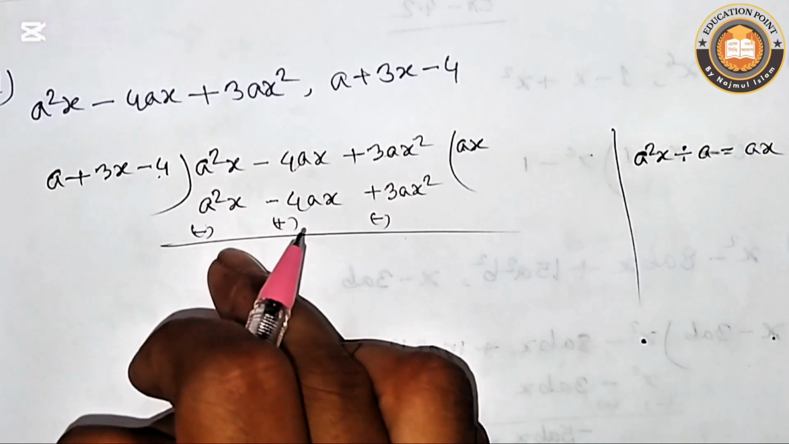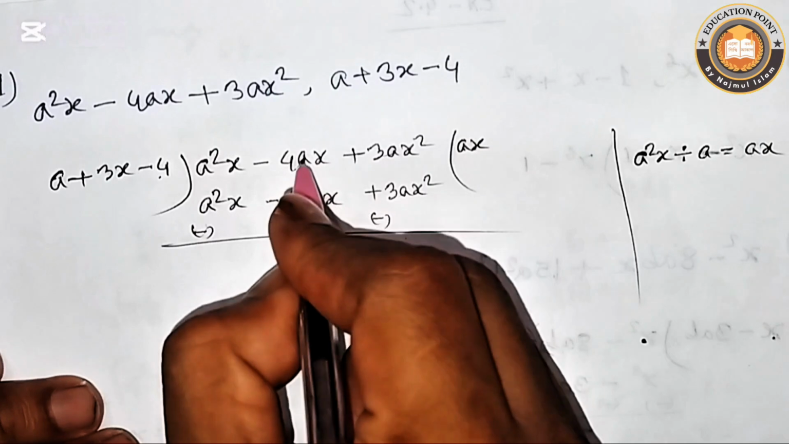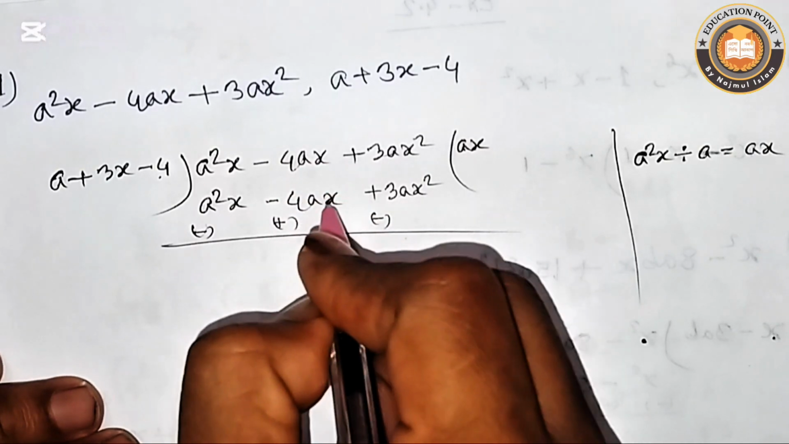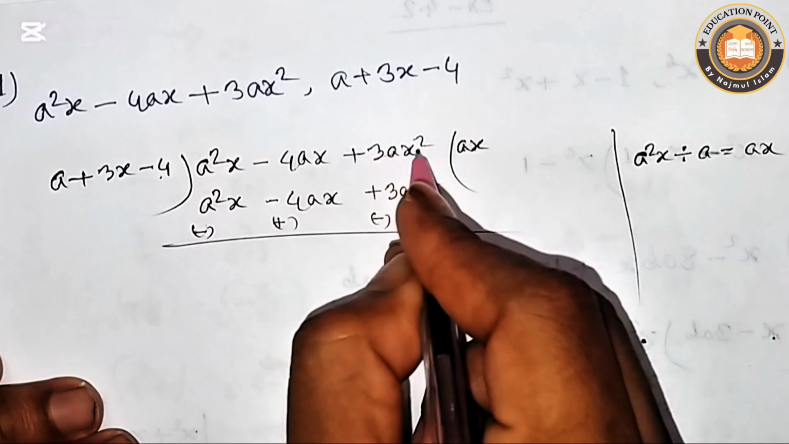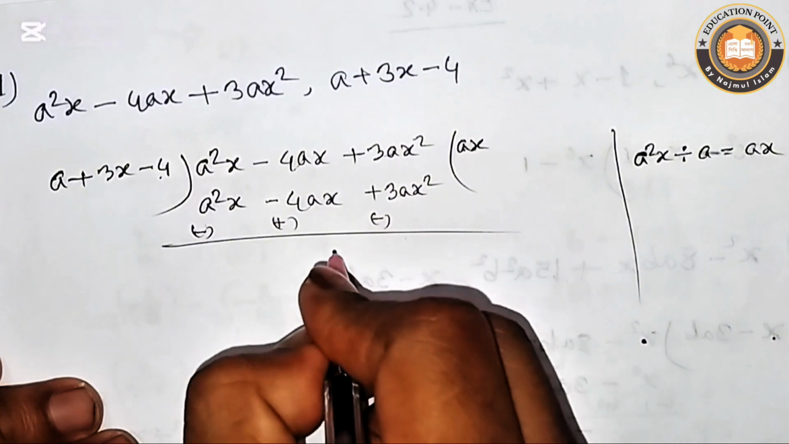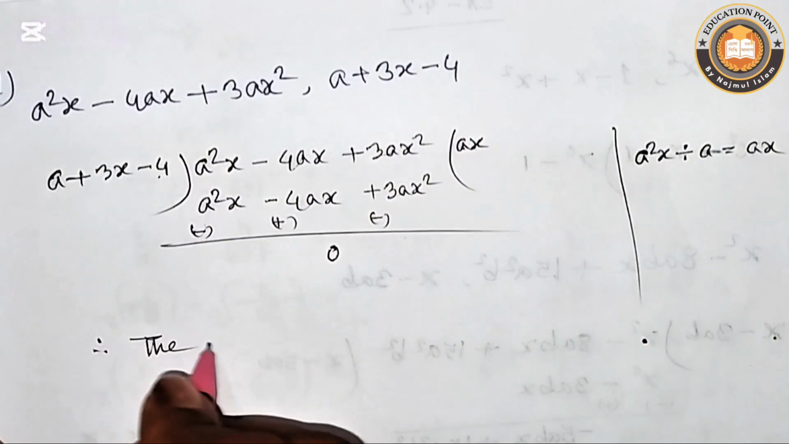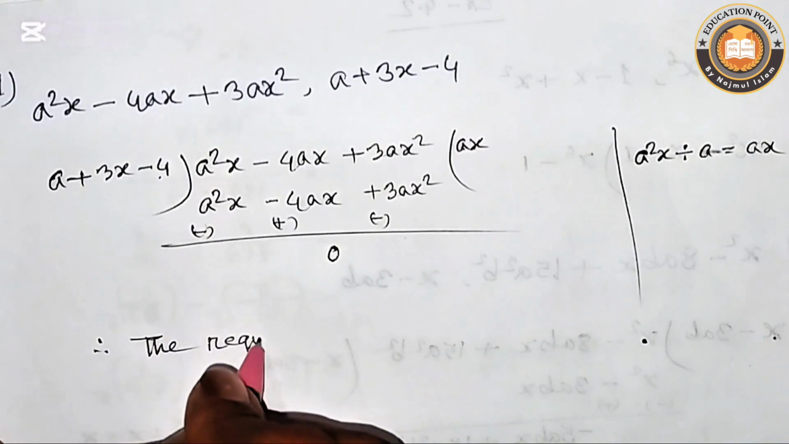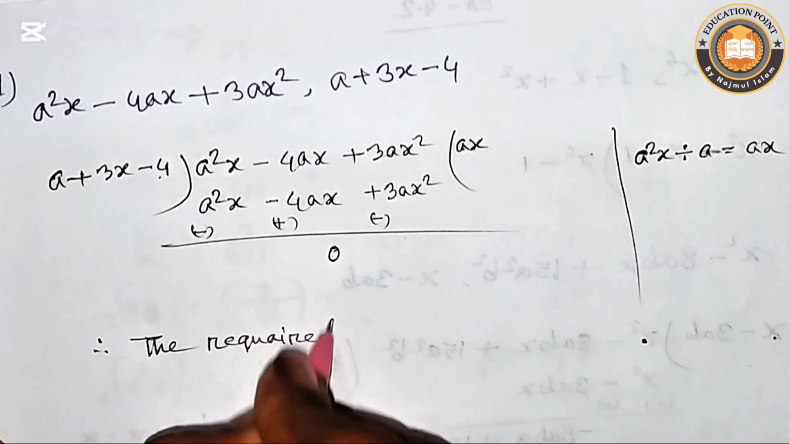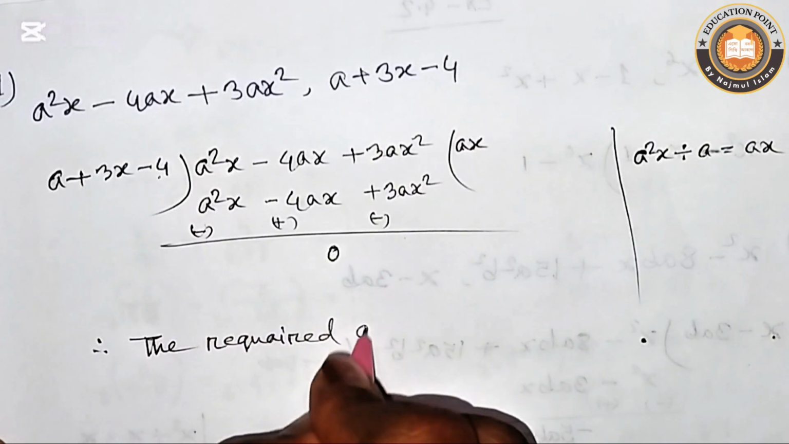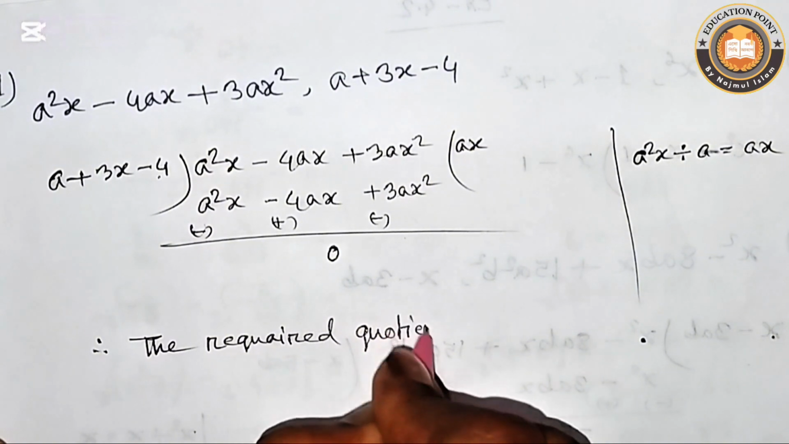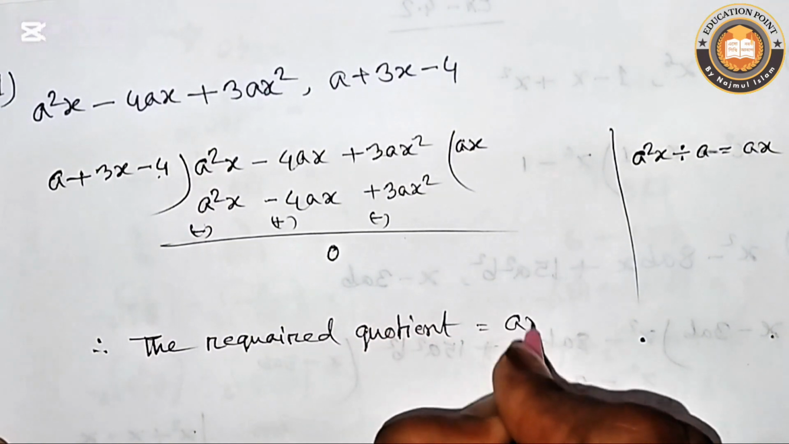Plus a²x minus a²x equals 0, minus 4ax plus 4ax equals 0, plus 3ax² minus 3ax² equals 0. So the required quotient is ax.